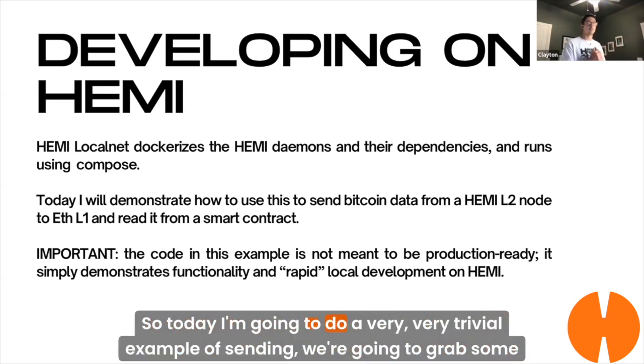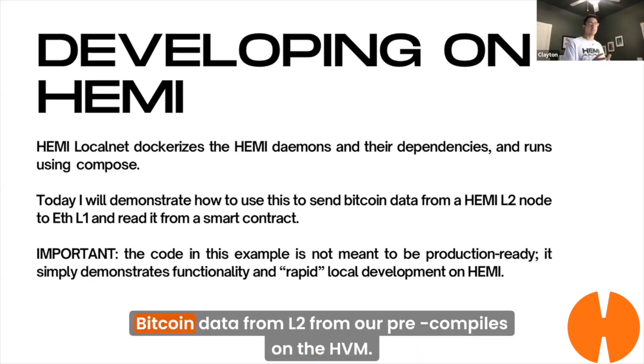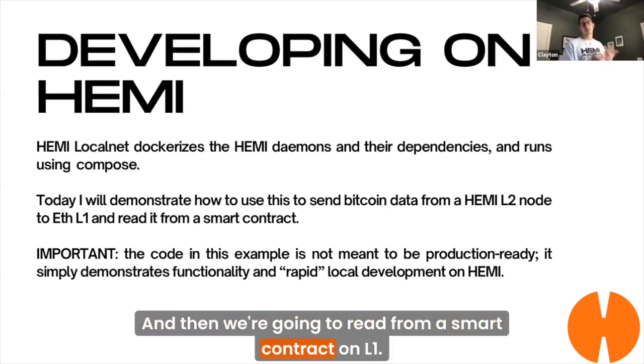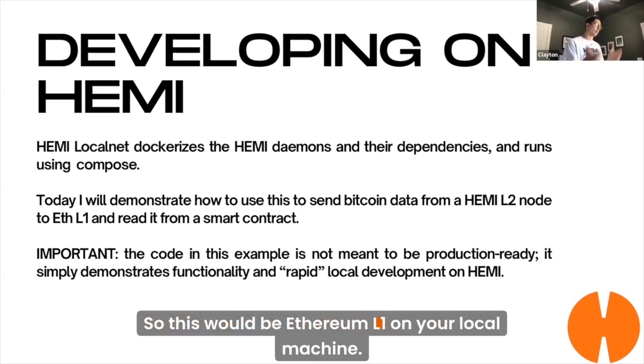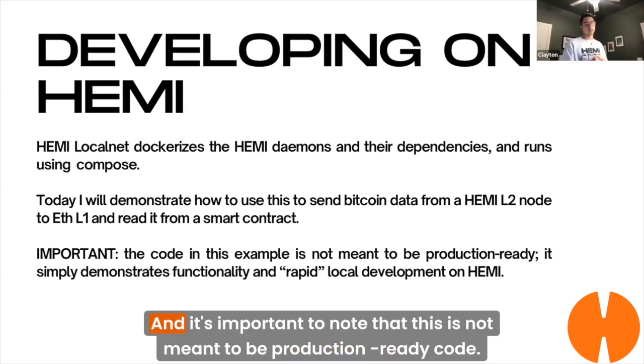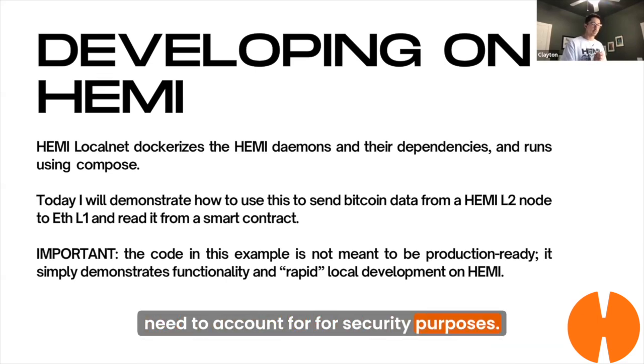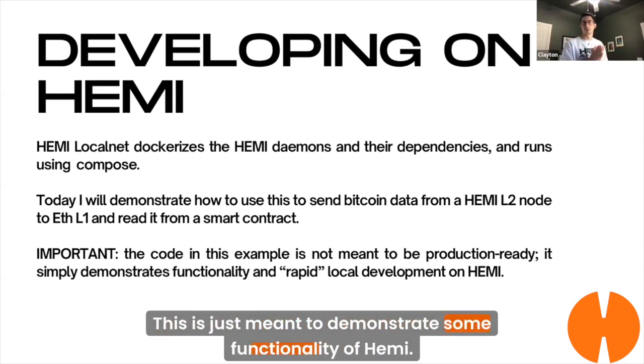Today I'm going to do a very, very trivial example. We're going to grab some Bitcoin data from L2, from our pre-compiles in the HVM, and we're going to send that down to L1. And then we're going to read from a smart contract on L1, so this will be Ethereum L1 on your local machine. It's important to note that this is not meant to be production-ready code. There are many things that if you were to run something like this in production, you need to account for security purposes. This is just meant to demonstrate some functionality of Hemi.